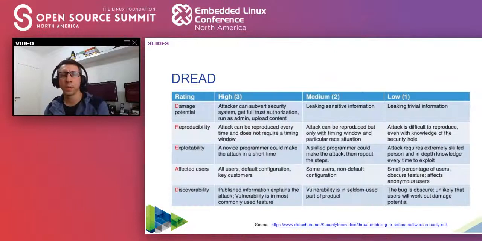So as we can see here, we have five rating categories: how much damage the threat could cause to your system, with low, medium, or high; how easy it is to reproduce the threat; how exploitable it is; how many users would be affected by the threat; and how easy it is to discover the threat. You would rank all of your threats from 1 to 3, and in the end, if all of the categories are 1, the total would be 5, and if all of the categories are 3, it would be 15. So you'd have a ranking of threats from 15, the highest, down to 5.